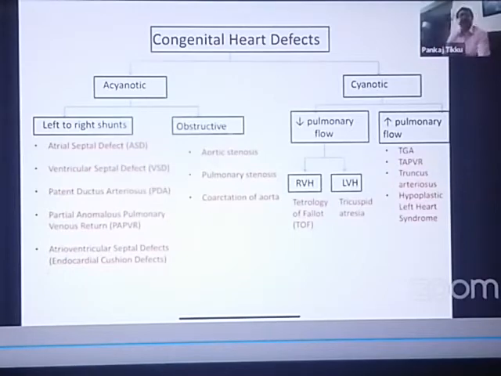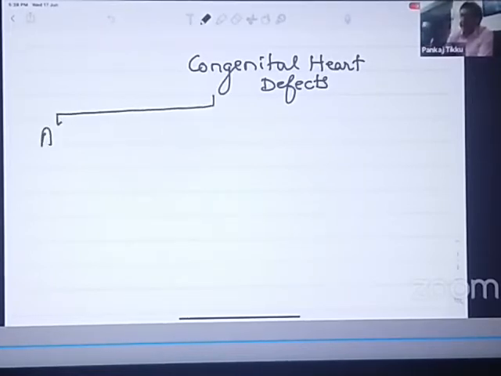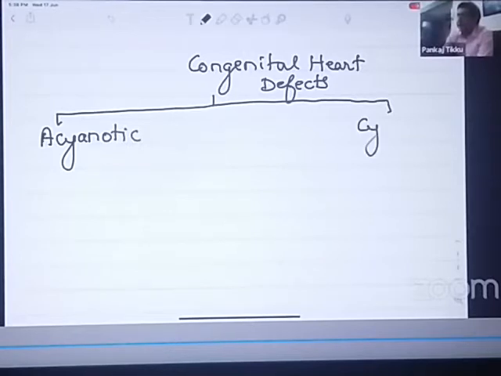Now we come to congenital heart defects in children. Congenital heart defects, how are they classified? Congenital heart defects in children are classified first into 2 main categories: acyanotic heart diseases, that is those heart diseases which do not present with cyanosis, and cyanotic heart diseases, that is heart diseases which present with cyanosis.